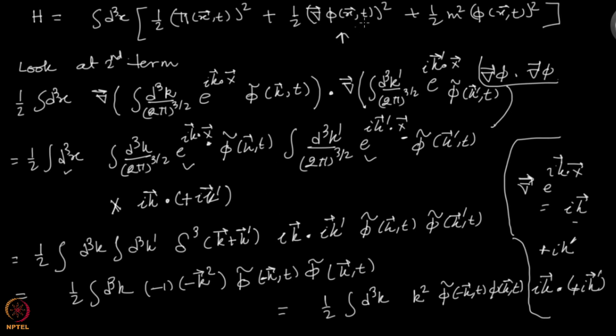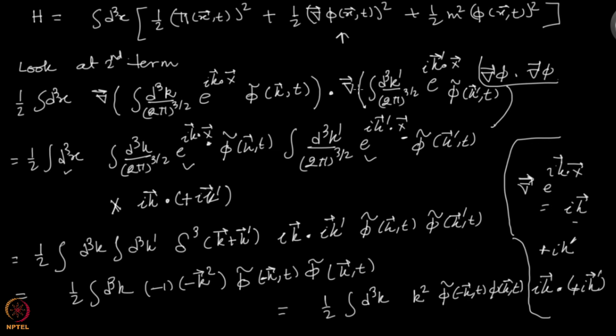So this was easy, and the other two are even easier because they don't even have a derivative. Whatever the effect of the derivative was in the calculation, that's gone. So instead of k squared, you will simply have 1 here, because the k squared was pulled out from the exponentials because of the gradient. So the first term will give you half d cube k pi tilde of minus k, t, pi tilde of k, t. This we have done anyway. And the other will give you half d cube k, m squared, phi tilde of minus k, t, phi tilde of k, t.